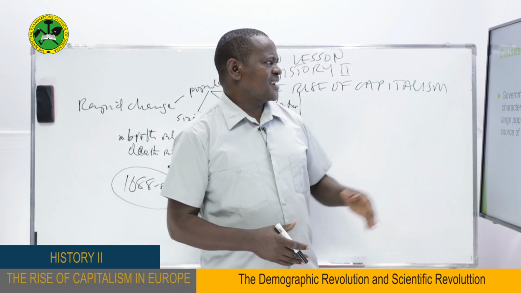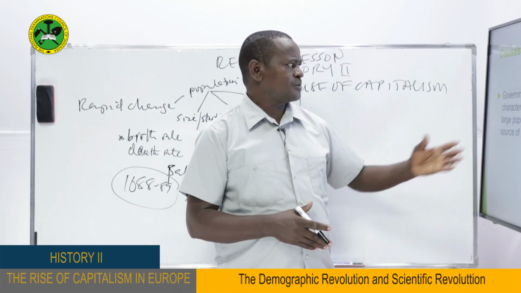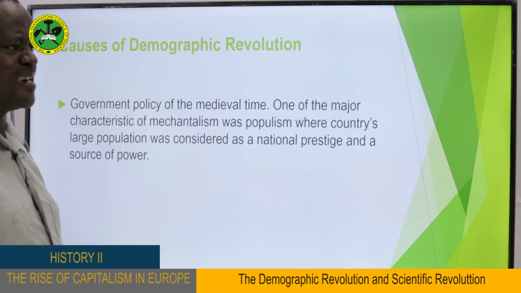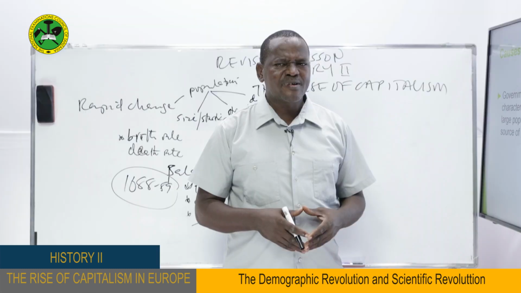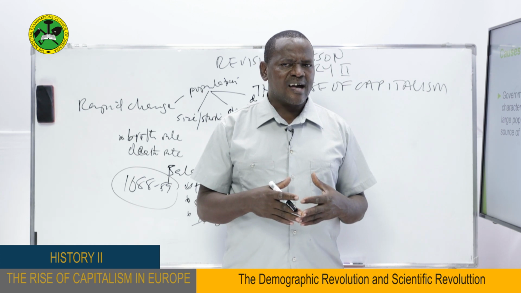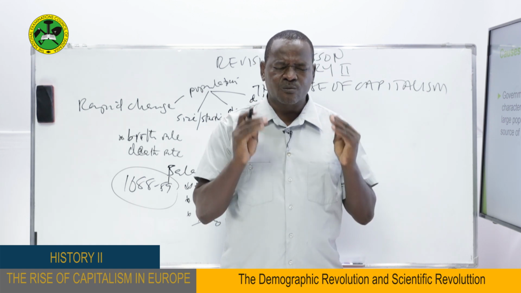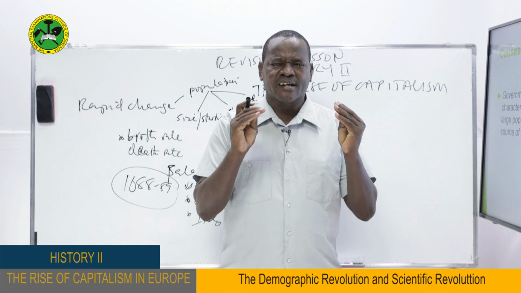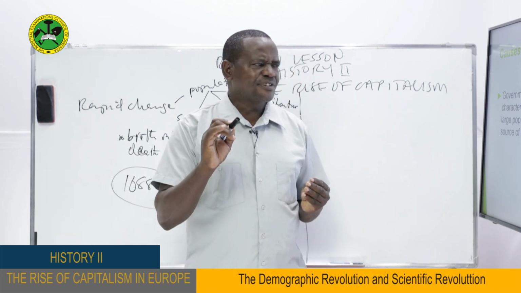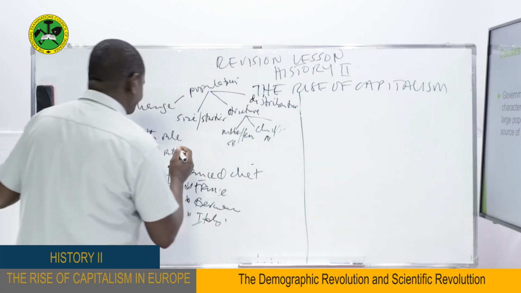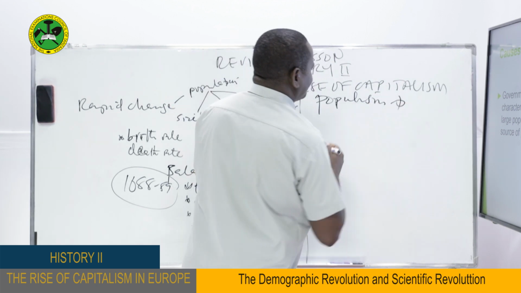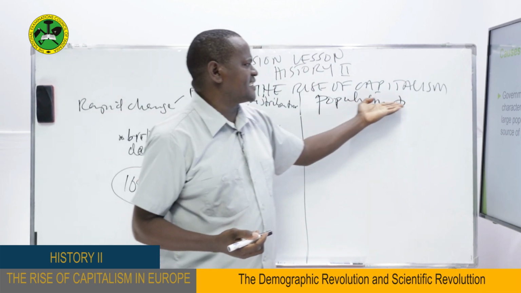My dear students, another very important point which also led to the increase in population in Britain was the government policy of medieval time. Remember, in our previous subtopic of mercantilism, we spoke about the characteristics of mercantilism, and that one among the very important characteristics of mercantilism was populationism. Mercantilism was very much insisting on the increase in population.